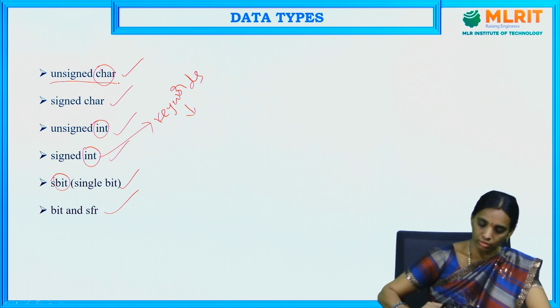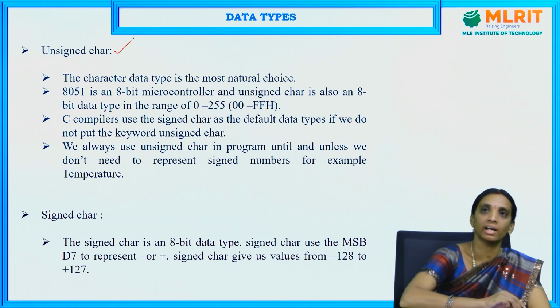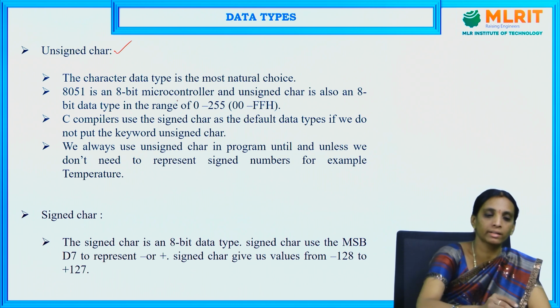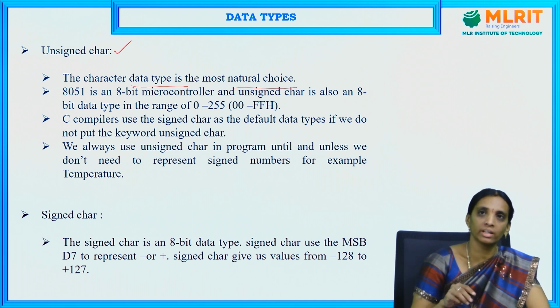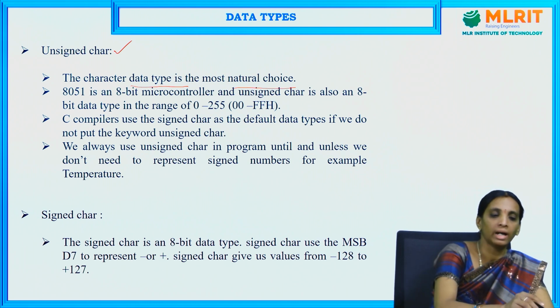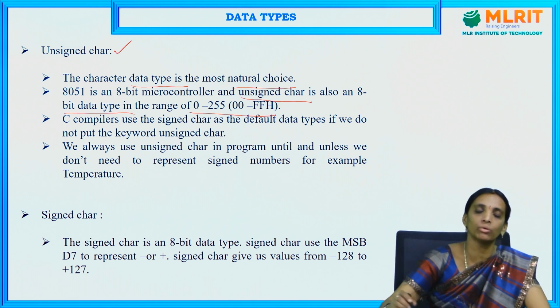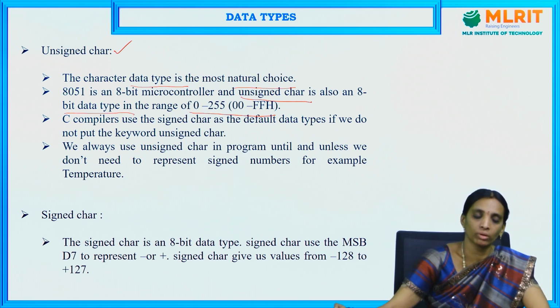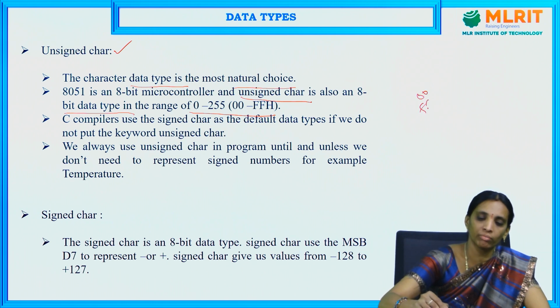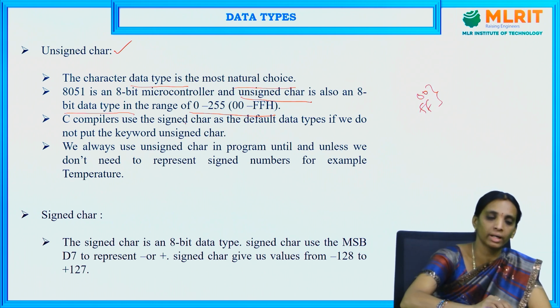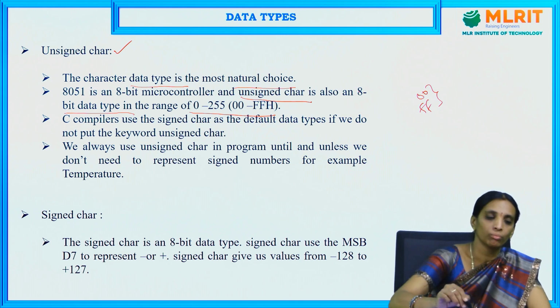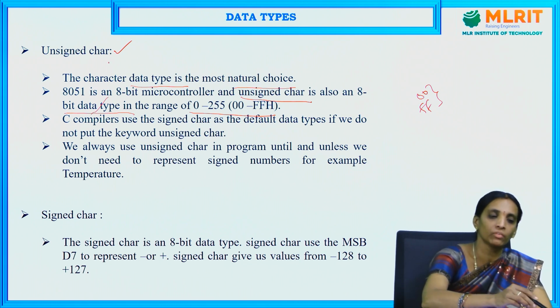So when we go for unsigned char, the character type is the data type and is the most natural choice. In unsigned char, char is the data type, and it is unsigned. So it is an 8-bit data type, and it can use the range of 0 to 255 values, that means from 00 to FF. So we can define 0 to 255 characters for an 8-bit data type char.